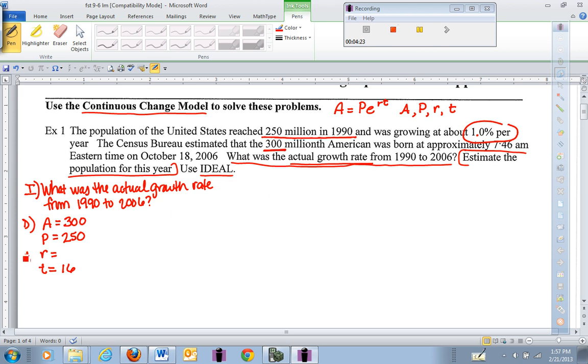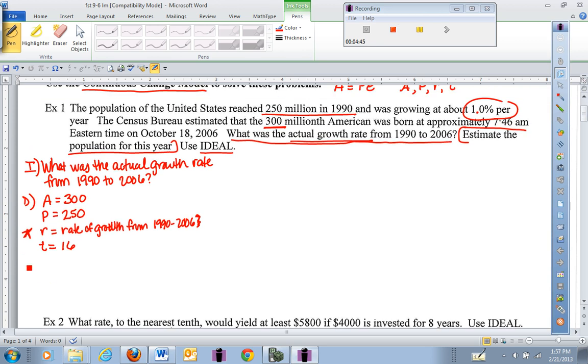So this is actually the variable in our problem, and this is going to be the rate of growth from 1990 to 2006, the actual rate of growth. Okay, now I'm ready to do the E of ideal. The E of ideal is to write an equation. So I'm going to fill in my PERT equation.